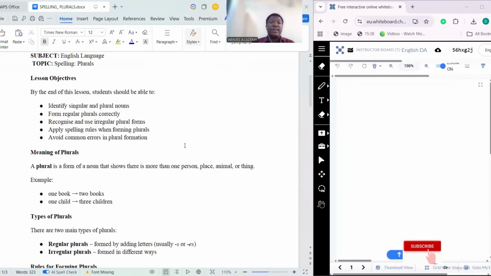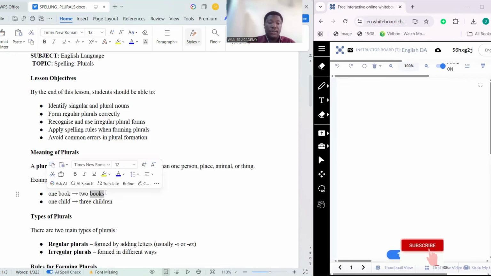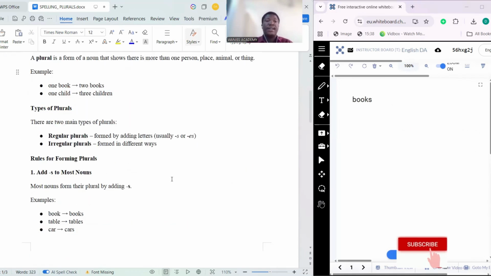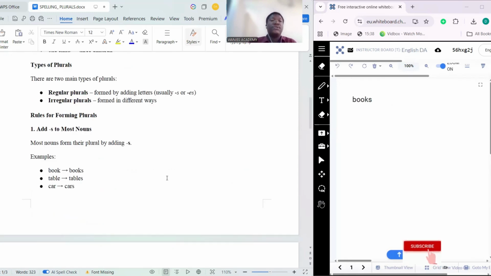So, meaning of plurals. A plural is a form of a noun that shows that there is more than one person, place, animal, or thing. For example, one book is called a book, and two books are called books. Plurals are usually designated with the letter S. There are two main types of plurals: regular plurals formed by adding S or ES, and irregular plurals formed in different ways.